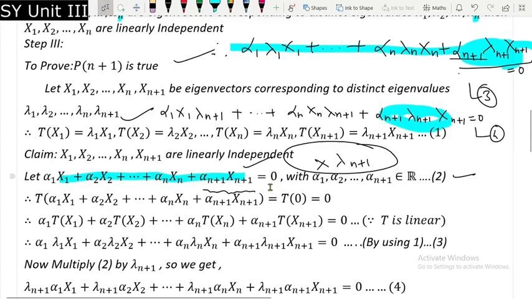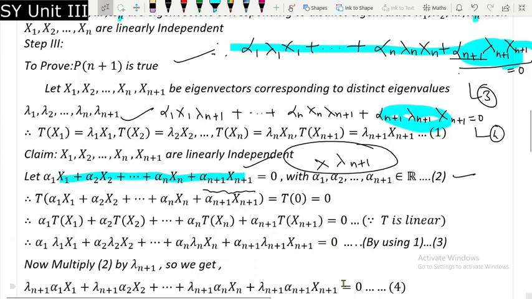This is my 2. So I have applied T on both sides. Since T is a linear transformation, we got this. Then we have used T of x1 is equal to lambda 1 x1 and so on. Now we have multiplied 2 by lambda n plus 1, and this is what we got. I have called it 4. Now I have subtracted this 3 and 4. Okay, this is my 3.